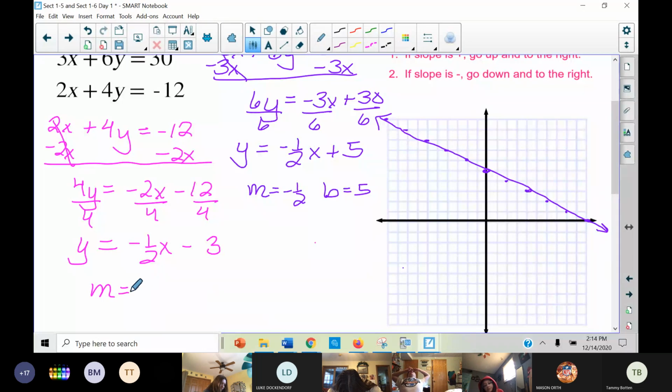So I have a slope of negative 1/2. I have a y-intercept of negative 3. Okay, so if I go to graph that, I go down to negative 3, and my slope is down 1 over 2. Down 1 over 2. Okay, and I can keep that pattern going, up 1, left 2. And then graph that.